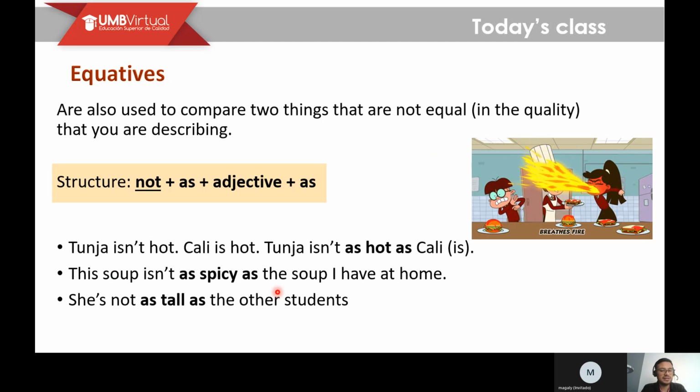They are not equal in this quality. For example, Tunja isn't hot, Cali is hot. You can say Tunja isn't as hot as Cali. Or this soup isn't as spicy as the soup I have at home. Or she's not as tall as the other students. You can use this not, and not, to give the comparison between those two in the terms that they are not equal.